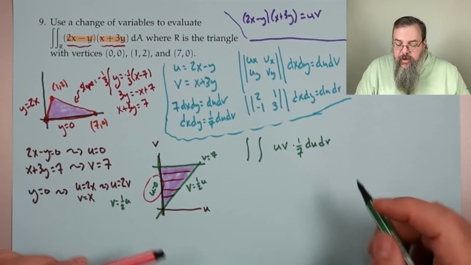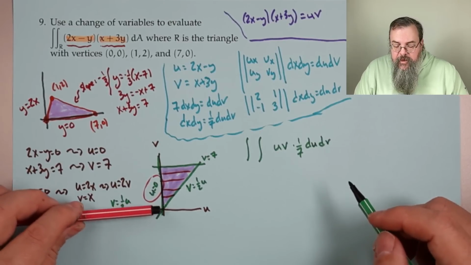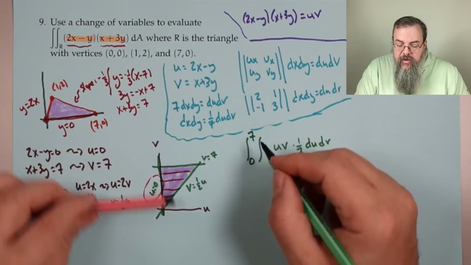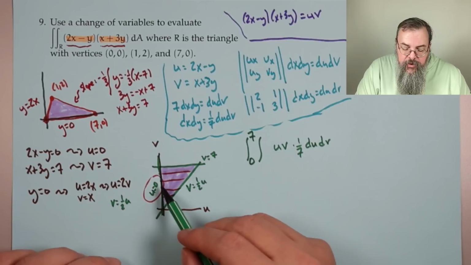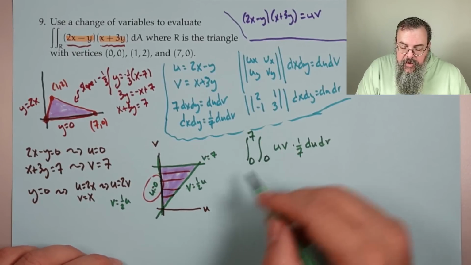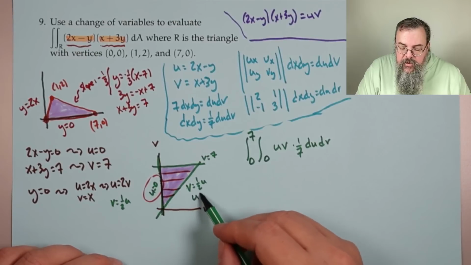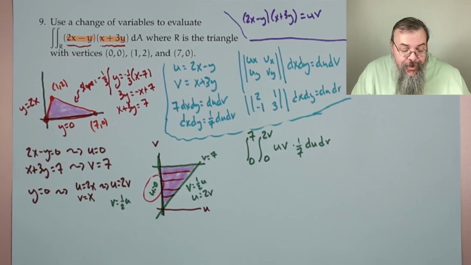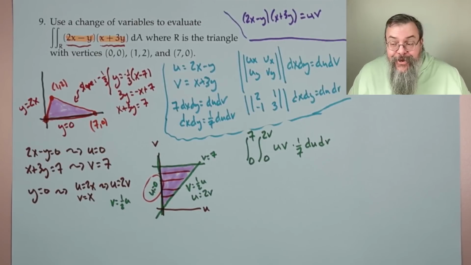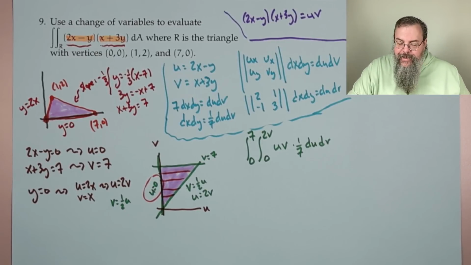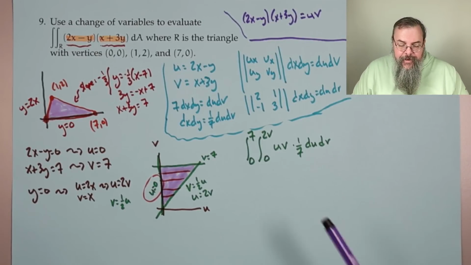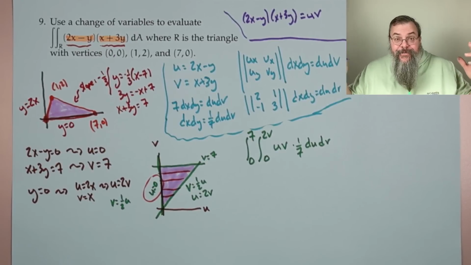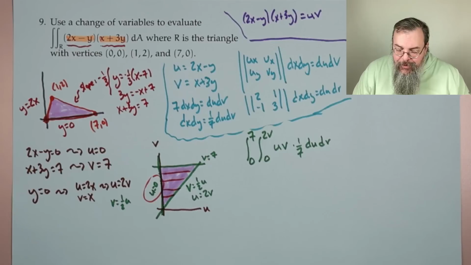Okay, so our bounds, where does v go from? We go from 0 to 7, so that's our outer layer. Now, where does u go from? Well, u goes from 0, and then all the way out to u equals 2v. Now, all right, this looks like a much simpler integral than the one we started with. And that's the goal. We want things to be simple.